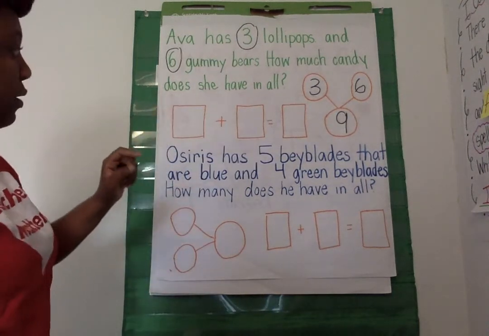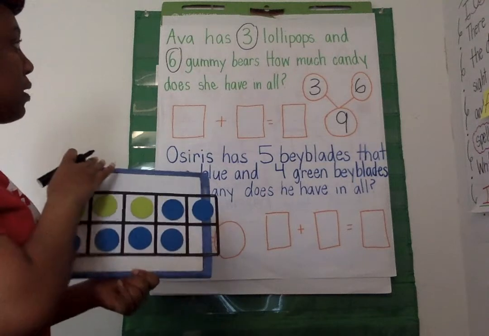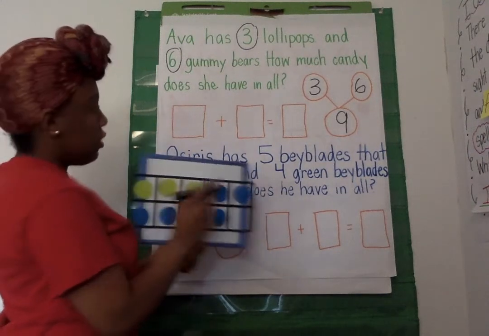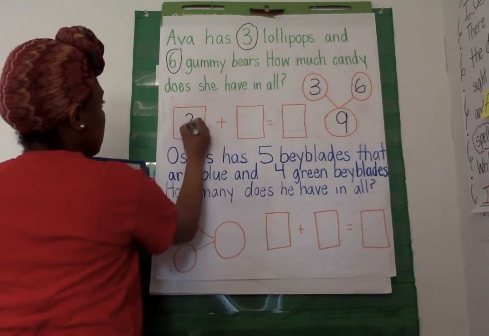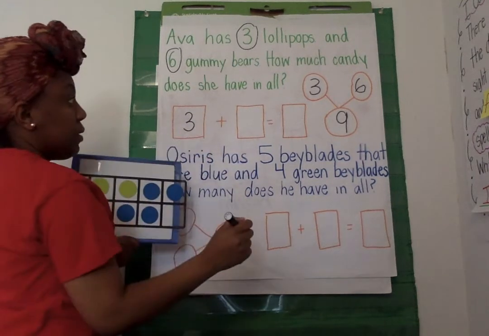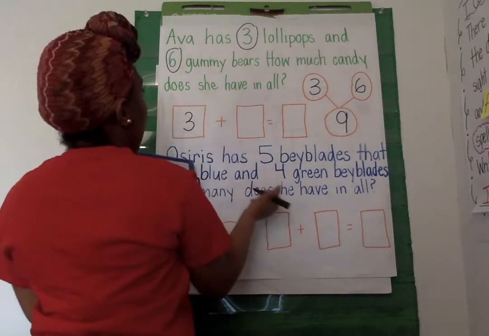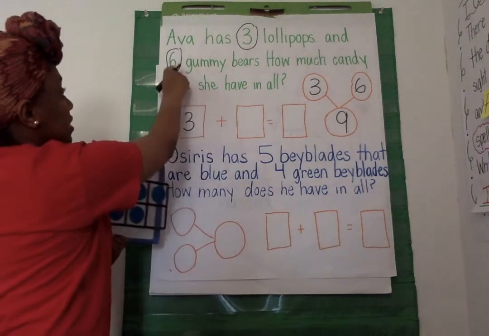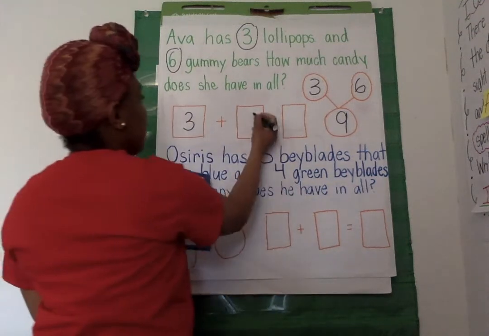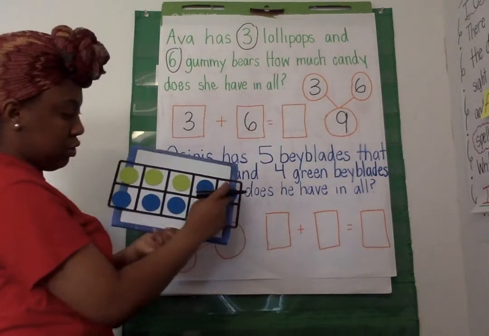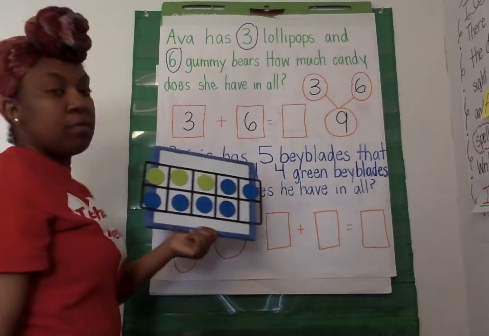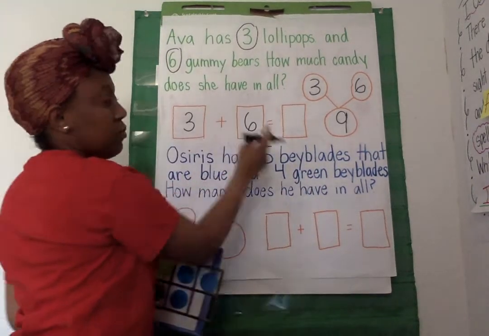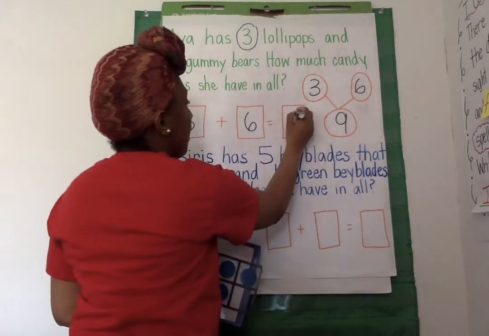We had how many lollipops? How many lollipops did she have first? She had 1, 2, 3. So I'm going to put that number first because I know she has 3 lollipops there. So how many gummy bears did she have then? She had 6 gummy bears. So we're going to put that right there. Remember, 1, 2, 3, 4, 5, 6. And when you put that together, we said 3 and 6 makes 9.